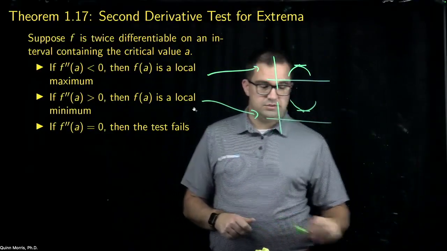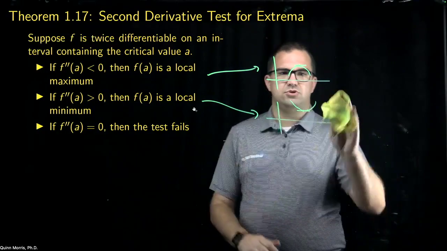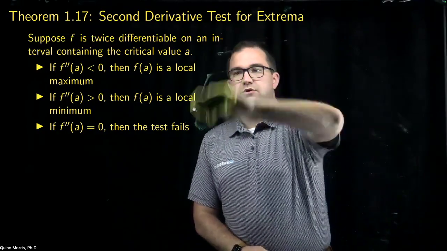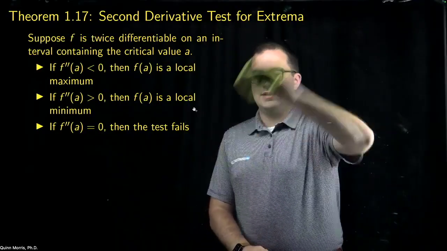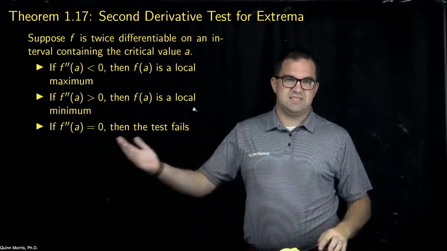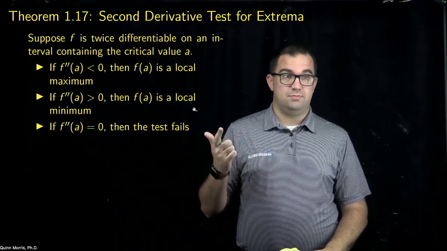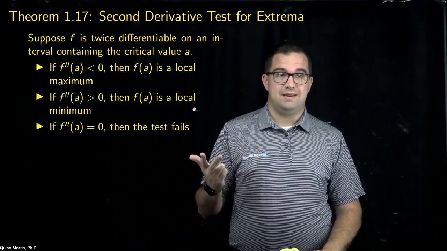And then it is possible that the second derivative is equal to zero, in which case the test fails. In fact, one of the things I'm going to ask you to do in an exercise set is come up with some examples to remind ourselves that if the second derivative is zero at a point, then you could be at a local maximum, you could be at a local minimum, or you could be at neither.